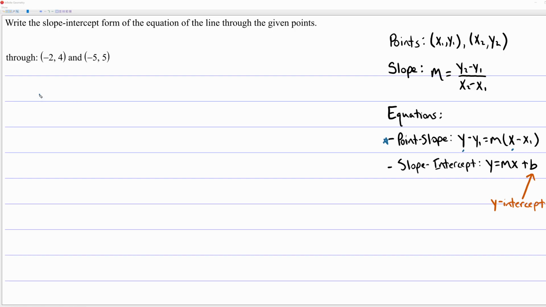We'll use the slope formula. The slope, m, is y minus y, so I'll say 5 minus 4 over x minus x. Negative 5 minus negative 2. If you wanted to say negative 5 plus 2, that's fine. It's the same thing. So 5 minus 4 is 1. Negative 5 plus 2 is negative 3. So the slope is negative 1/3.